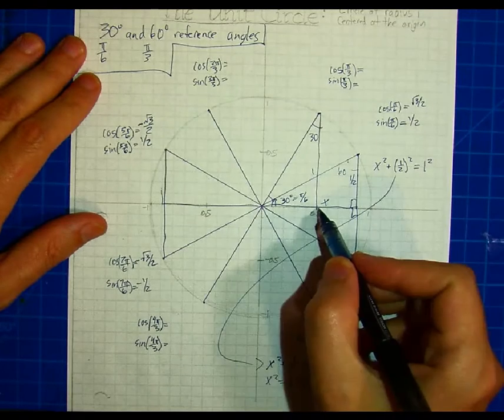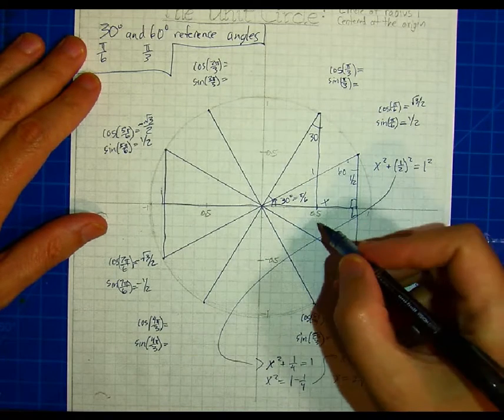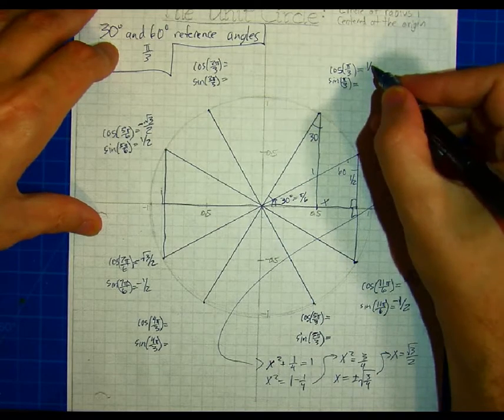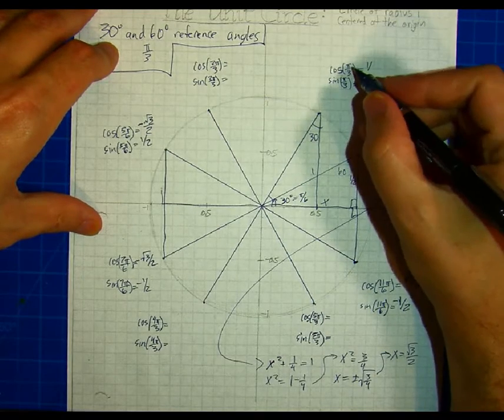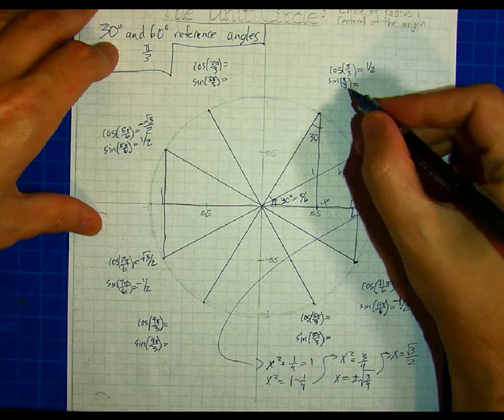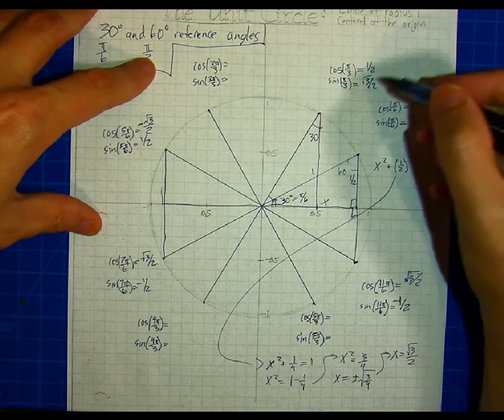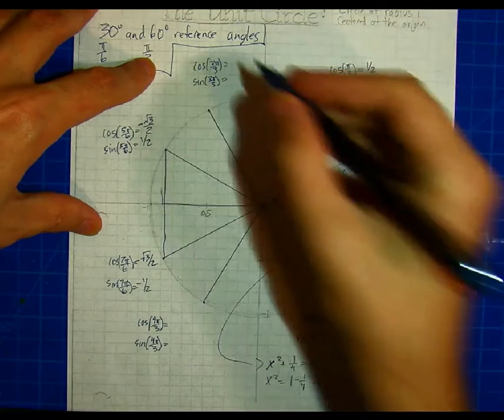So the x here is 1/2, which you can see it literally meets the 1/2 on the x-axis. So that means cosine of pi over 3 is 1/2. Sine of pi over 3 has to be √3/2. So now just repeat these same numbers again and fill in these signs.